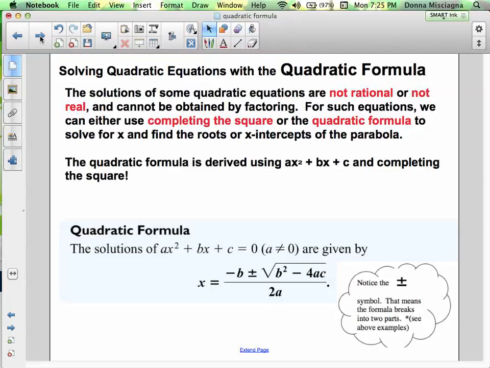Solving quadratic equations with the quadratic formula. The solutions of some quadratic equations are not rational or not real and cannot be obtained by factoring. For such equations, we can either use completing the square or the quadratic formula to solve for x and find the roots or x-intercepts of the parabola. Some of our solutions won't be x-intercepts. They'll be x-intercepts if our solution is a real number. If we have a complex number, with an i in our solution, then it's not going to correspond to an x-intercept, but it will be a solution.